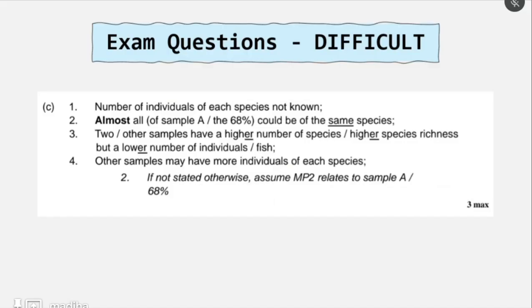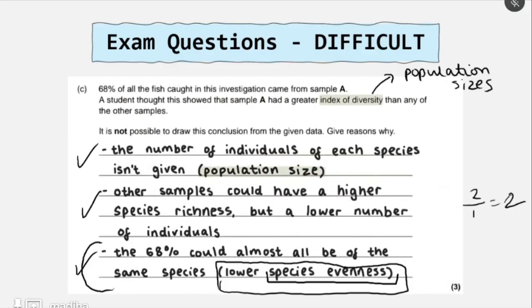But if you think about it, because of this relationship, it would overall have a higher index of diversity. That's why you can't say that sample A has the highest index, because we don't know the population sizes, and because we don't know the population sizes, we don't know the index of diversity of other samples. Okay, so that is what we say. That is basically what we wrote down here, in the second marking point.